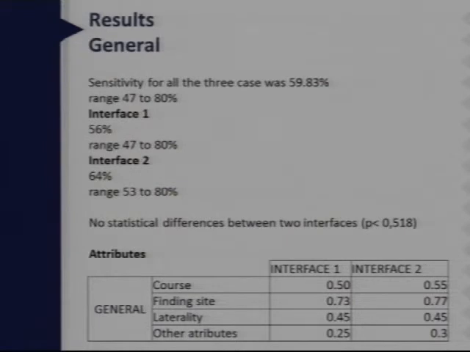In general, you can see the consideration for each attribute in the problem when you're creating a problem list. For example, for the course, it goes from 55 to 50%. Finding site is one of the best attributes to add in the problem list. It goes from almost 80% to almost 75%. But you can see other attributes, for example, the type of pain or the type of pneumonia, was chosen only 25% of the times in interface 1 and only 30% of the times in interface 2.